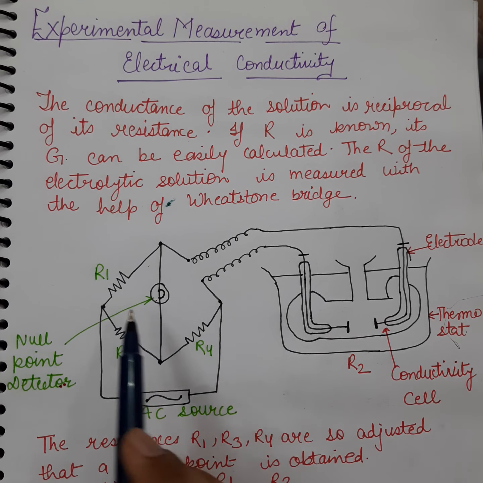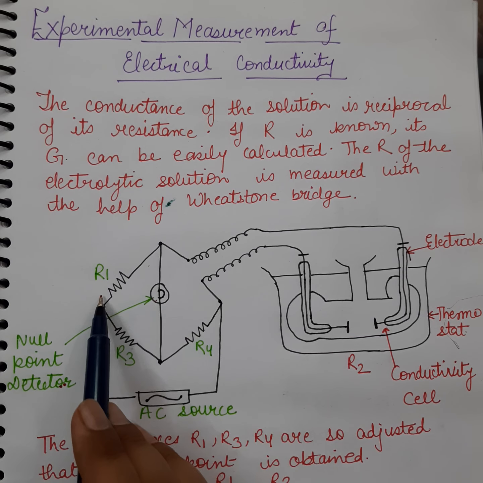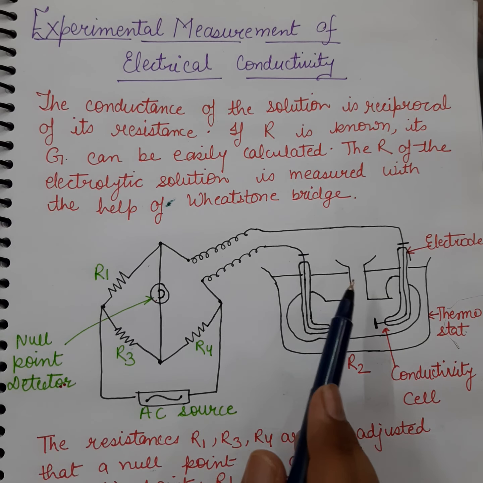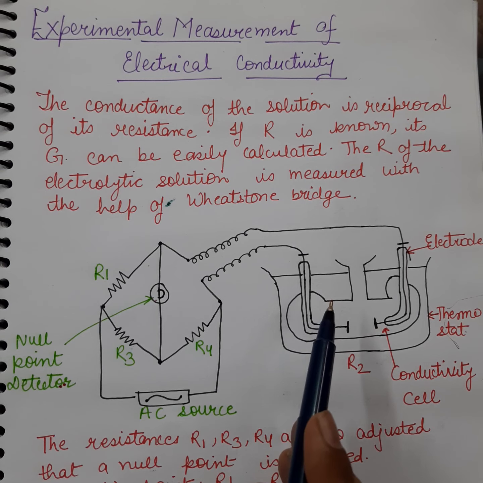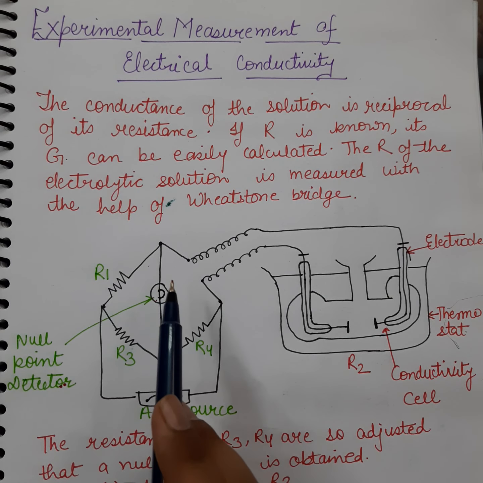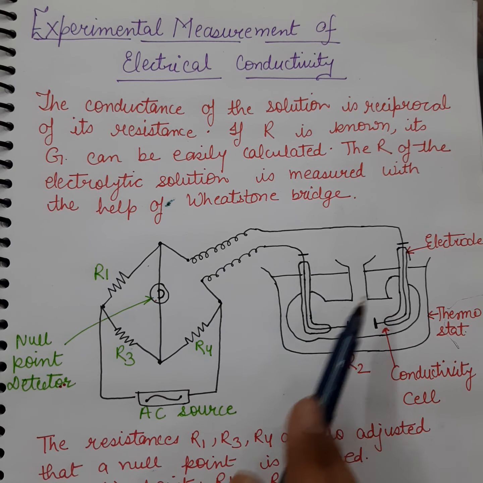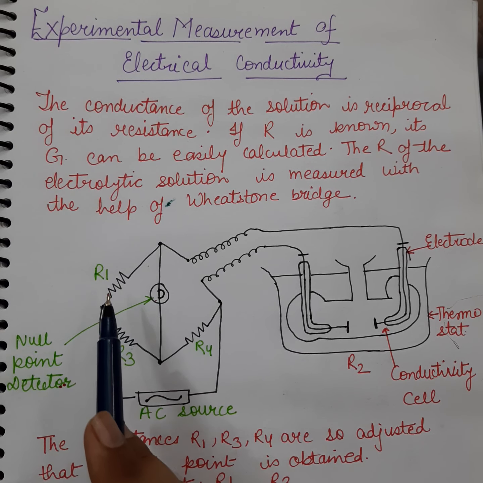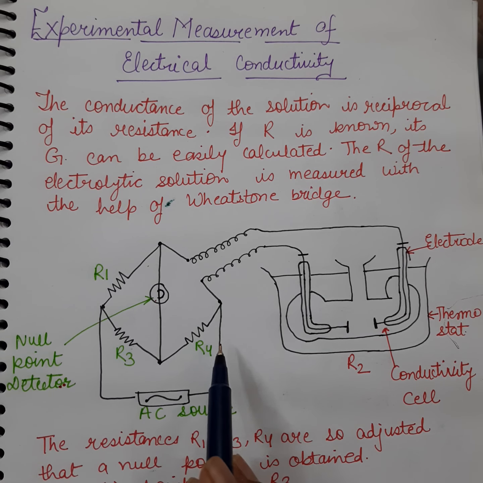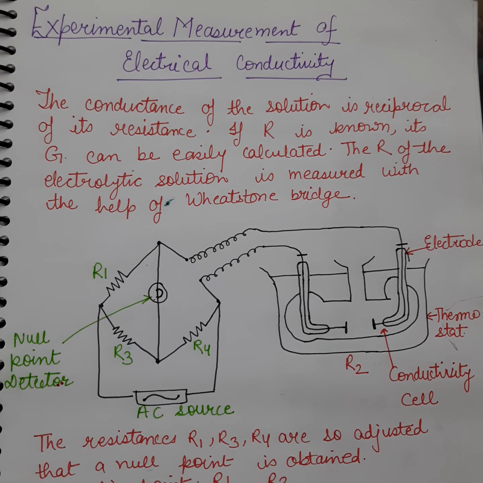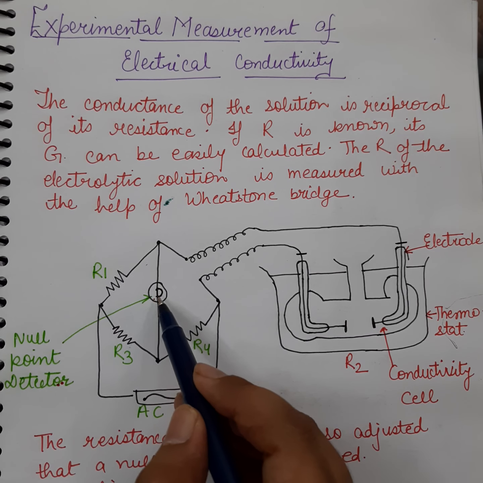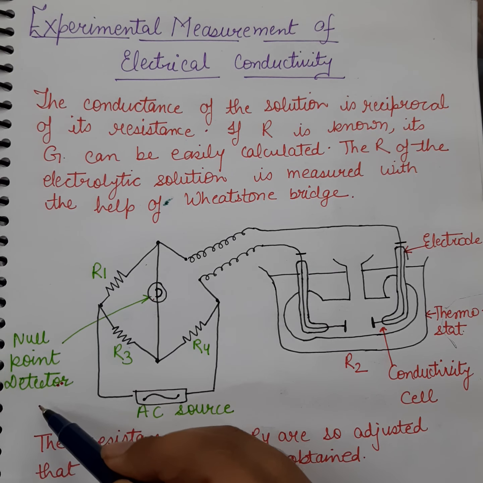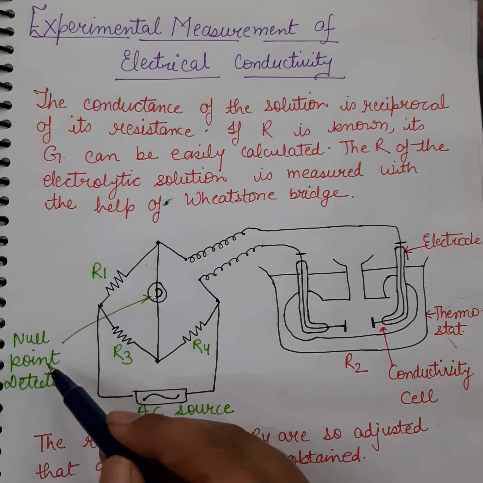When all these arms, R1, R2, R3, R4, are in equilibrium, this is known as R2 because this conductivity cell is made one arm of this Wheatstone bridge. All right, students, so this is known as R2. When R1, R2 and R3, R4 are in the equilibrium, that means there is an indication of 0. So this is known as the null point detector. Okay, this is a device.